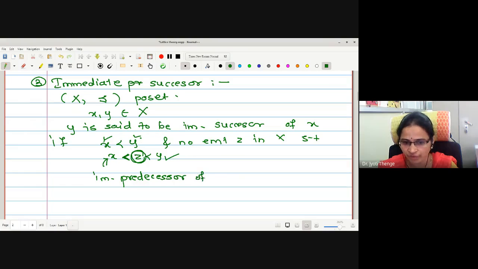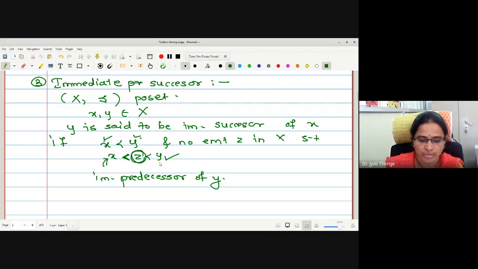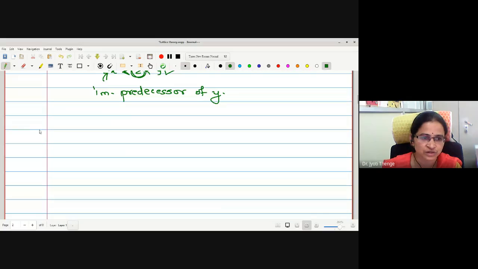Predecessor of Y: the element just previous to Y is called the immediate predecessor. The element just next to X is called the immediate successor. Therefore, this partial order relation we give in order to have a clear understanding by a Hasse diagram.